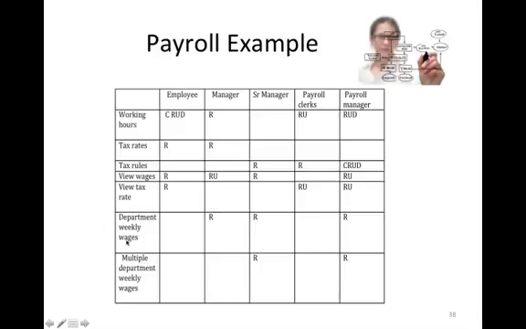The department and weekly wages, the multiple department weekly wages, these are reports, and who is going to be able to read these reports? The employee doesn't necessarily need to know them, but these are read-only. This report and these people need to read these objects. Anyway, this is how this should work.